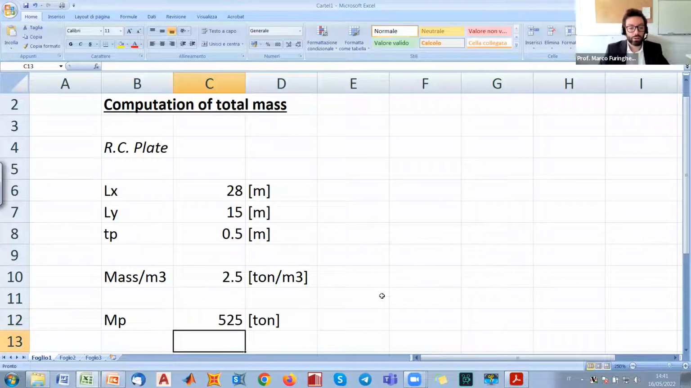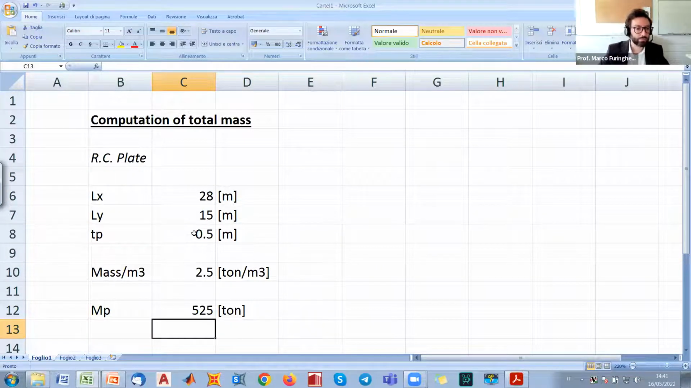So we have a huge plate because it is very large in the horizontal sizes, and we have 500 tons approximately, a slightly larger value. This will be the first contribution for our total mass of the overall case study structure.